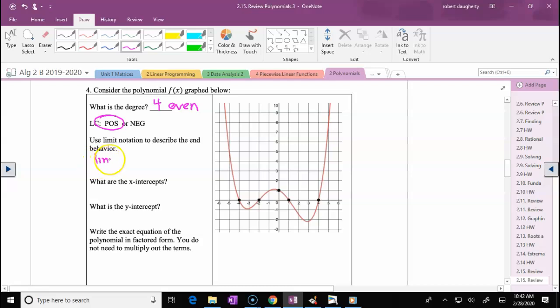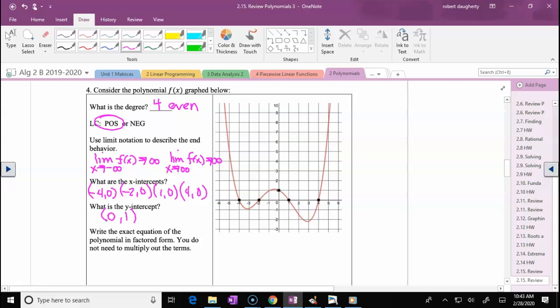So the limit as x approaches negative infinity of f of x, that approaches infinity. The limit as x approaches infinity of f of x also approaches infinity. What are the x-intercepts? Those are negative 4, 0, negative 2, 0, 1, 0, and 4, 0. What's the y-intercept? That is 0, 1.